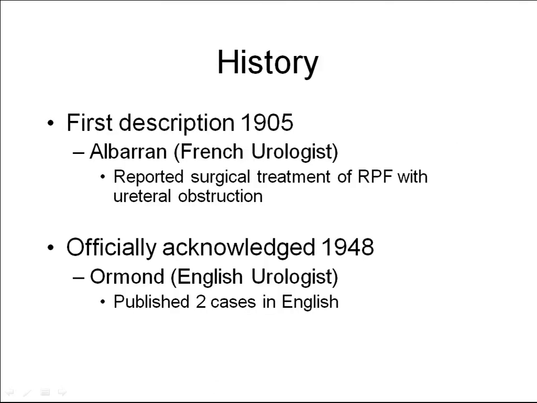The history of retroperitoneal fibrosis. This process was first described in 1905 by Albarran, who was a French urologist. He reported on the surgical treatment of RPF in a patient with ureteral obstruction. But the disease was not officially acknowledged until 1948, when Ormond, an English urologist, published 2 cases in English.